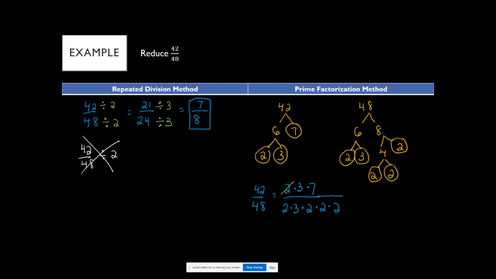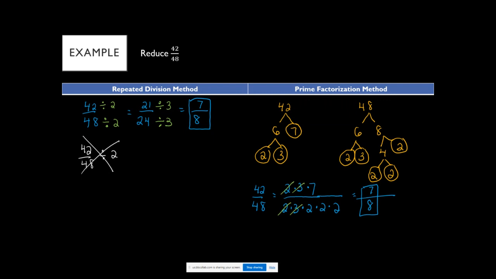And then what you do is you cancel something on top with something on the bottom. So I can cancel out 2's, I can cancel out 3's, and then I don't have anything more to cancel out. So there's a 7 on top, but there's nothing on the bottom. So then you just multiply your numbers together. On top, all I'm left with is 7. On the bottom, I have 2 times 2, which is 4, times 2, which is 8. And you get the same answer that we did with the repeated division method.